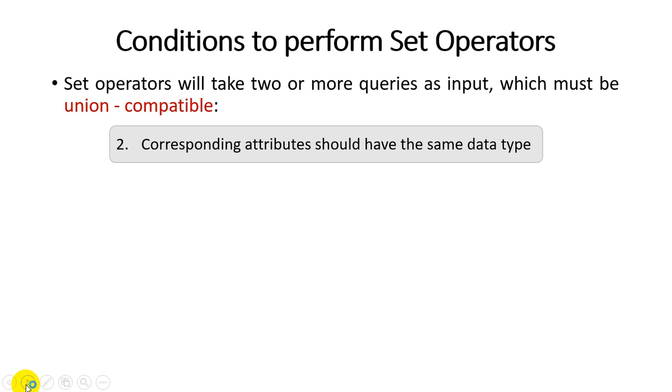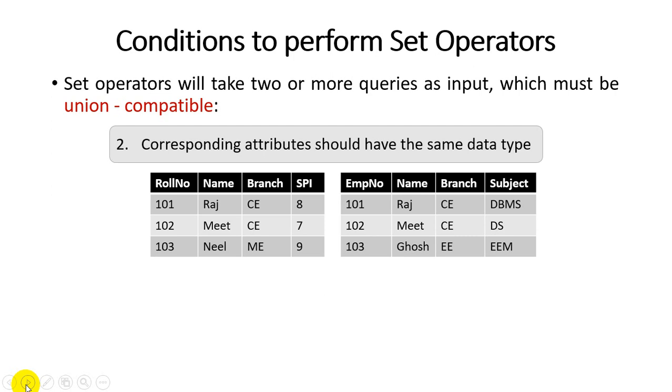Second condition to perform a set operator. Set operators take two or more queries as input, which must be union compatible. Second thing, the corresponding attributes should have the same data type. What are the corresponding attributes? Let's see. We can say that two tables are union compatible because both have the same number of attributes, but employee number and roll number do not belong to the same data type, name belongs to the same data type, but SPI and subjects do not have a common data type.